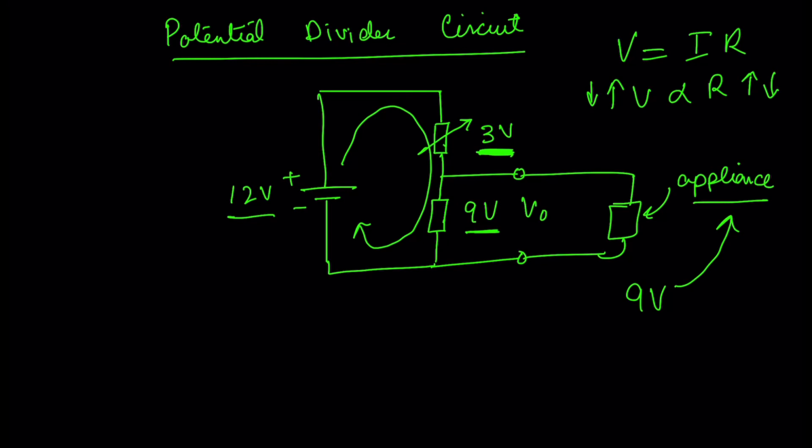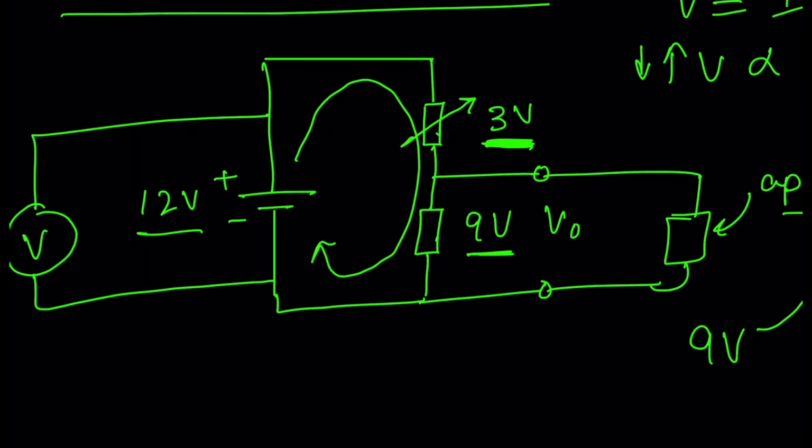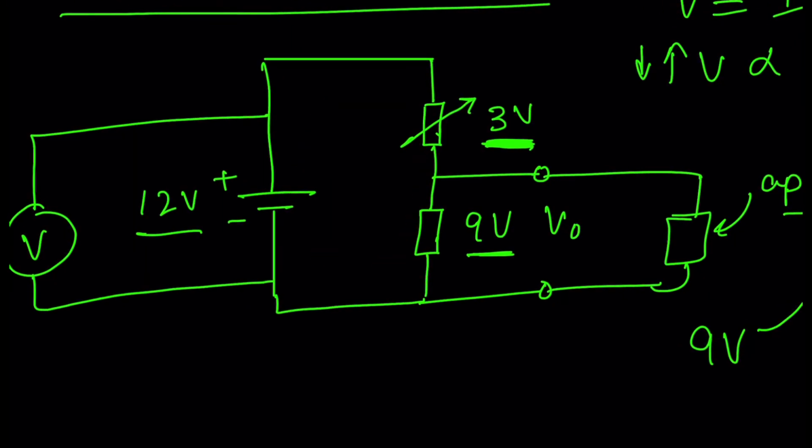In order to check the voltages, you can attach a voltmeter over here. This will show you the total voltage of 12 volts. Then you can attach a voltmeter over here. This will show you 3 volts, and then you can subtract 3 volts from the 12 volts and you'll get the remaining voltage over here. That's 9 volts. So this is the role of the potential divider.